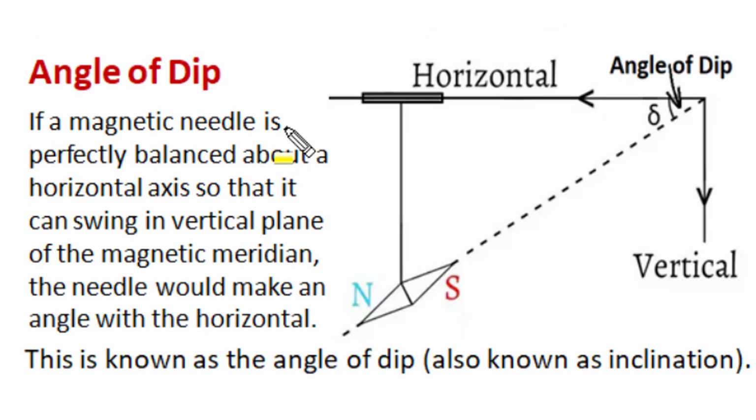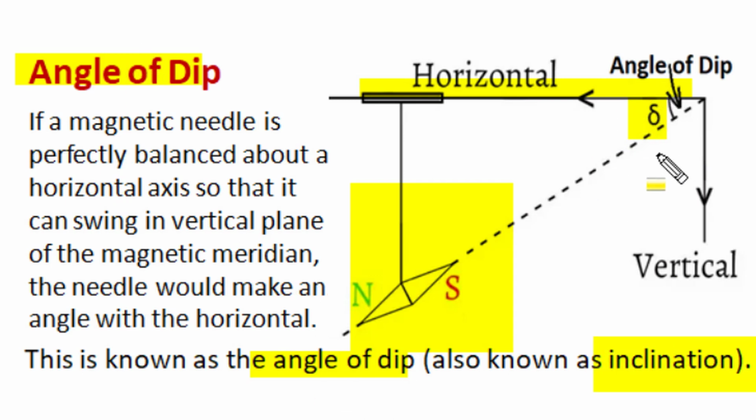Another significant element of terrestrial magnetism is the angle of dip. If a magnetic needle is perfectly balanced about its horizontal axis and it is pivoted such that it can swing in a vertical plane of its magnetic meridian, then the axis of the swinging magnet will make an angle with the horizontal, and this angle of the axis of the freely swinging magnet in the magnetic meridian with the horizontal is known as the angle of dip, and we also call the angle of dip inclination, and it is denoted by the symbol delta.